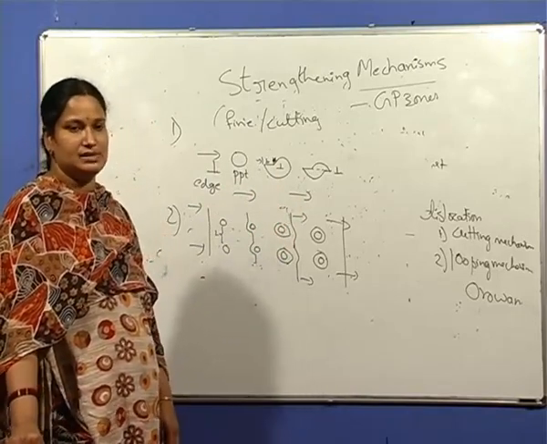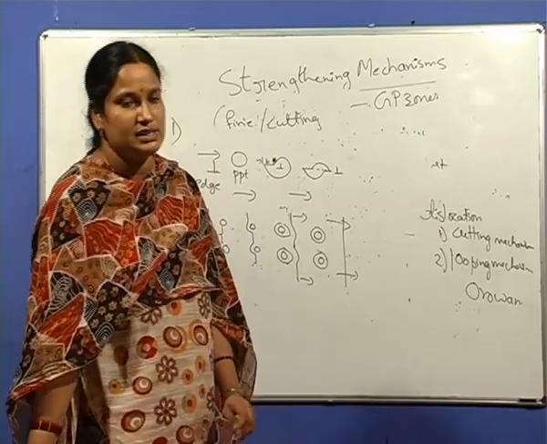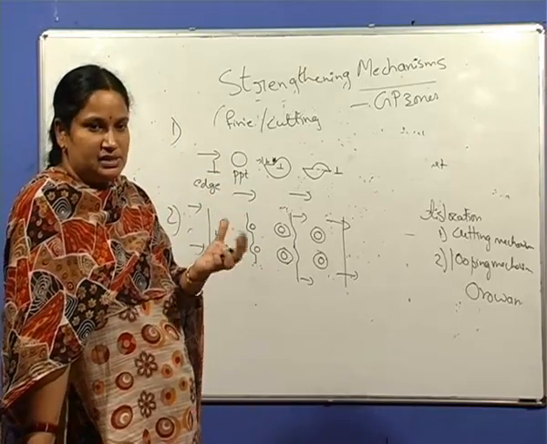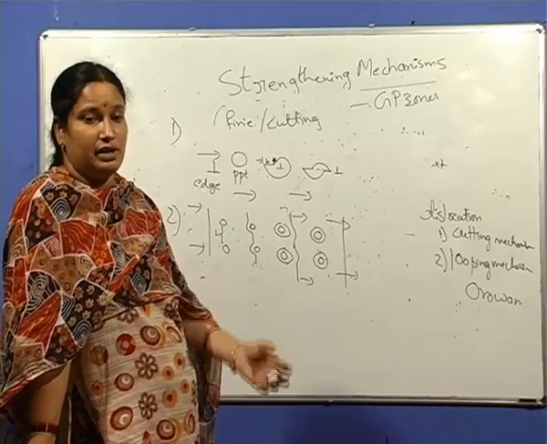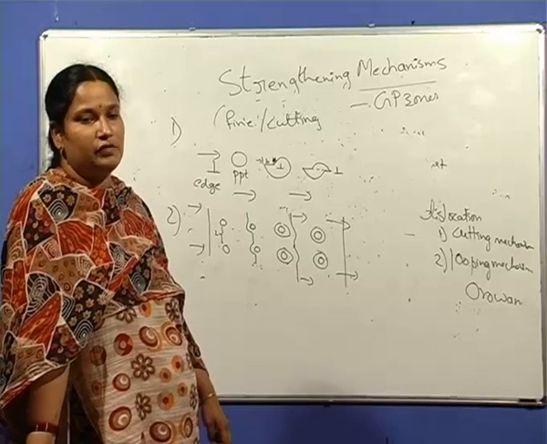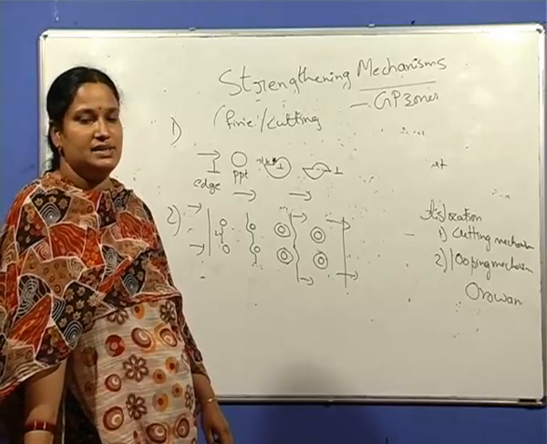So these two are the main mechanisms in the case of precipitation hardening. If the precipitates are very fine in size, the cutting mechanism operates, and if they are coarser, the bending or bowing of the dislocation, that is the Orowan looping mechanism, operates.